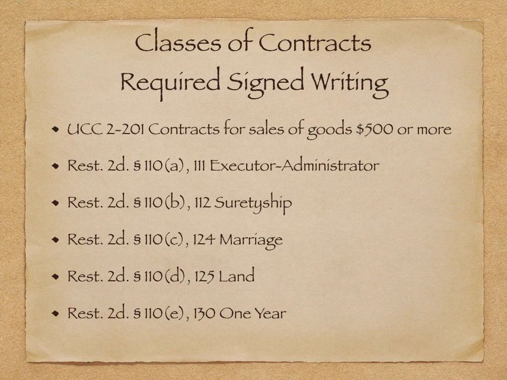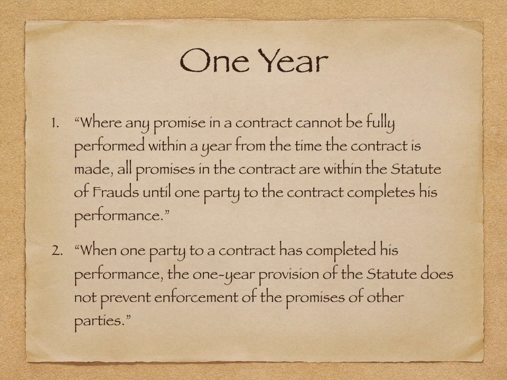The 1 year exemption holds that where any promise in a contract cannot be fully performed within a year from the time the contract is made, all promises in the contract are within the statute of frauds until one party to the contract completes his performance. In other words, performance is required 1 year from the making hereof.